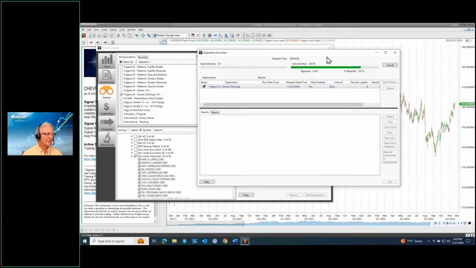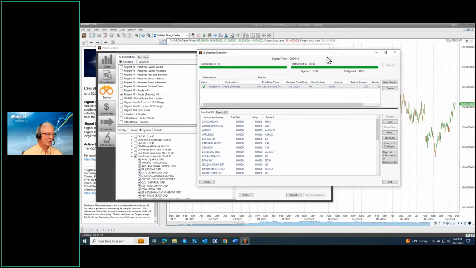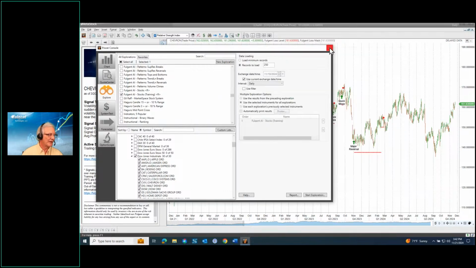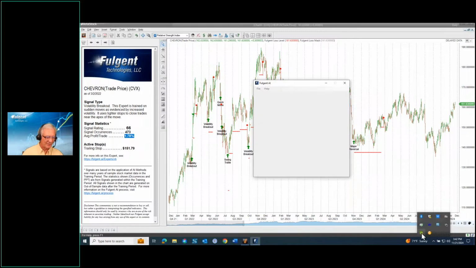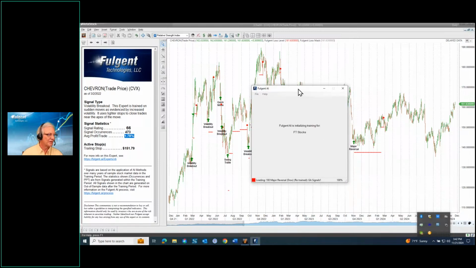We're almost at it. All right, so we got explorations going. Okay, so it finished that. It went through all those symbols and did its job. So now I'm going to exit this, and I can close this. So now what's going on? Well, what should be happening if I bring this up is it is going to train.